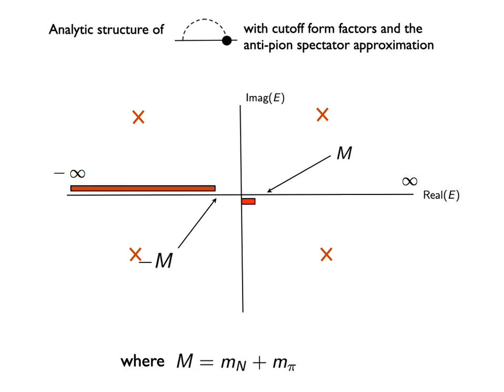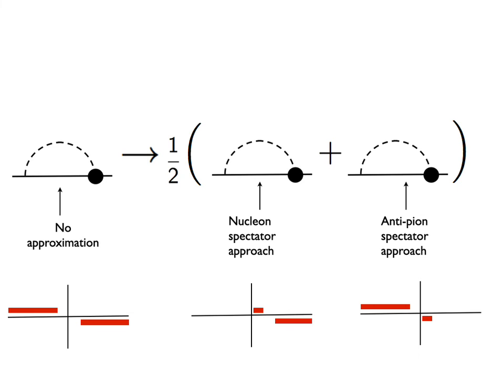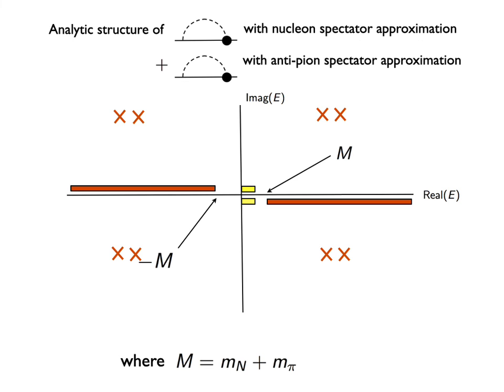And so, just opposite to what happened before, the cut on the left remains unchanged and the cut on the right does the shrinking instead. And so, if we were to write the loop diagram as the sum of two loops, and then approximate the nucleon propagator in one and the anti-pion propagator in the other, then the result would have both the cuts that the original unapproximated diagram had. That is, one from big M to infinity and another one from minus big M to minus infinity.